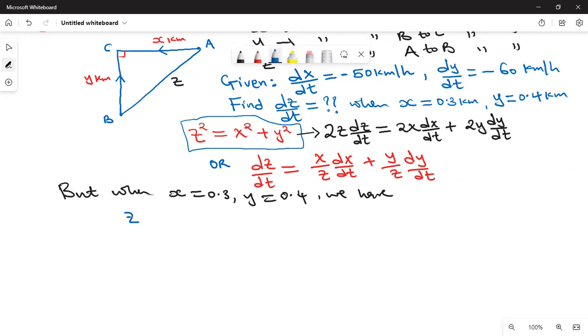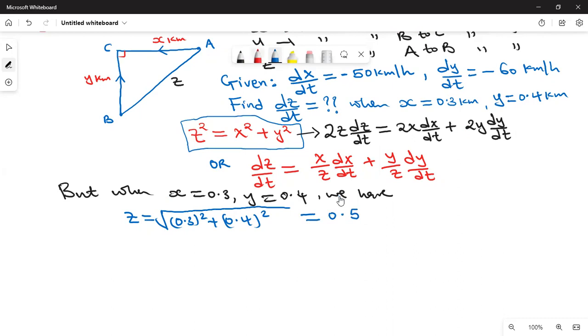Z is equal to, of course, z squared is x squared plus y squared, so that will give us the square root, because I need to find z. Square root of 0.3 squared plus 0.4 squared. So this will give you 0.5. When you press that in the calculator, you get 0.5.